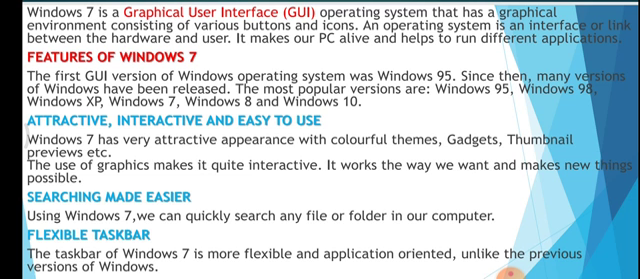The first GUI version of Windows operating system was Windows 95. Since then, many versions of Windows have been released. The most popular versions are Windows 95, Windows 98, Windows XP, Windows 7, Windows 8, and Windows 10.